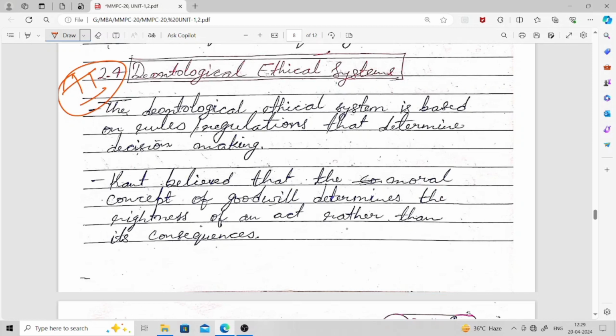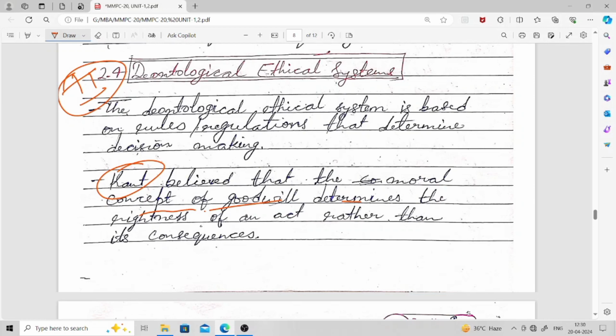Kant believed, so here this is the name of the person, Kant believed that the moral concept of goodwill determines the rightness of an act. So goodwill determines the rightness of an act rather than its consequences. Okay. So here it is given that goodwill decides the rightness, not the consequences.